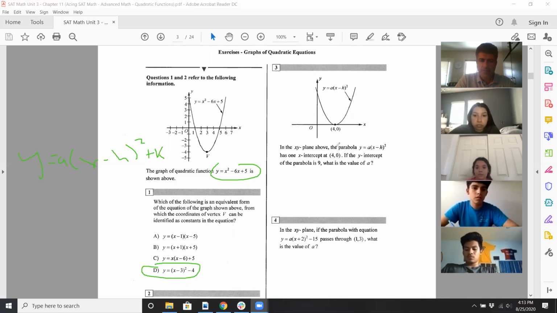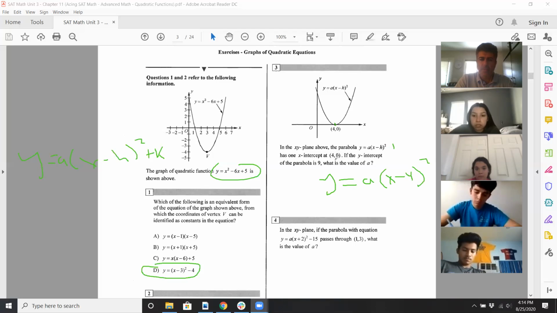For 3, they want the y-intercept. So you have the x-intercepts, and then you have the equation, because the x-intercept so happens to be our vertex, by the way. They don't have a plus k here, so you assume k is 0. But I don't know what a is. Actually, sorry, they give us the y-intercept. I lied. We have to solve for a.